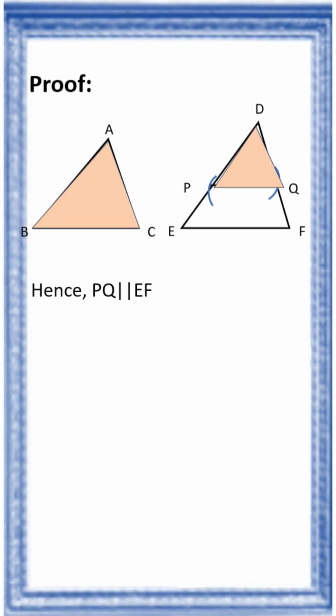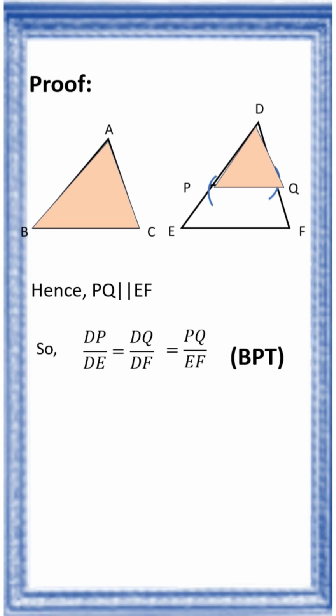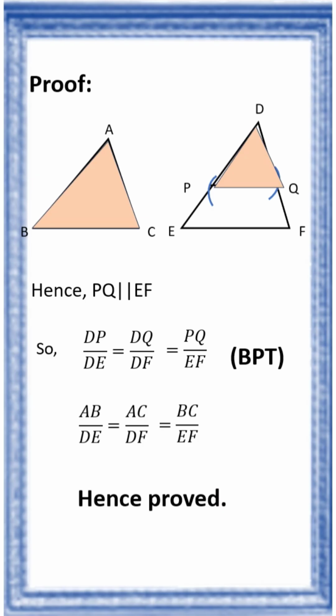Now, so DP by DE is equal to DQ by DF. That is equal to PQ by EF. This is by basic proportionality theorem. DP is equal to AB. DQ is equal to AC. PQ is equal to BC. So, hence proved.